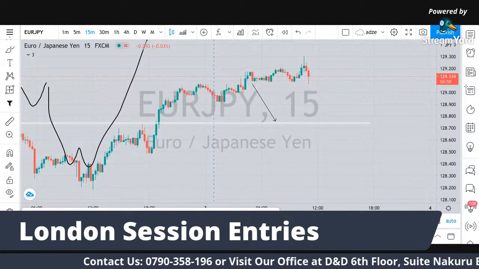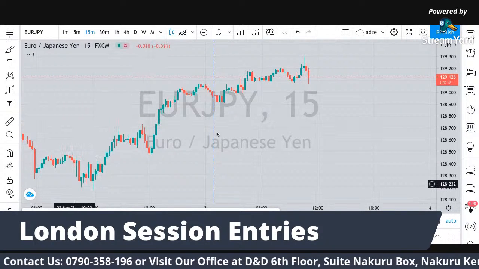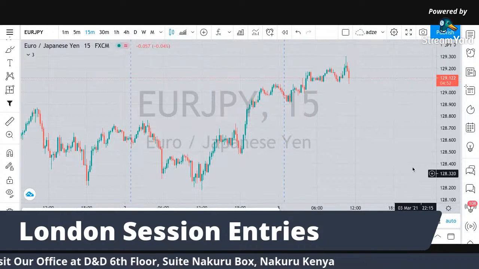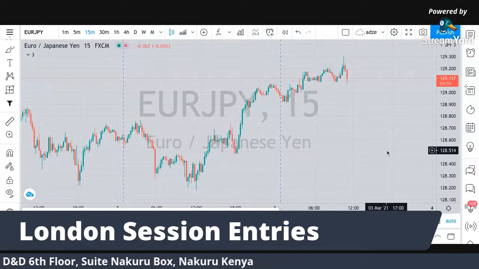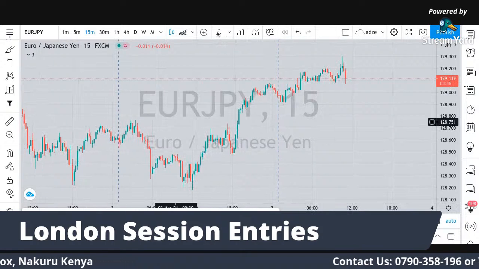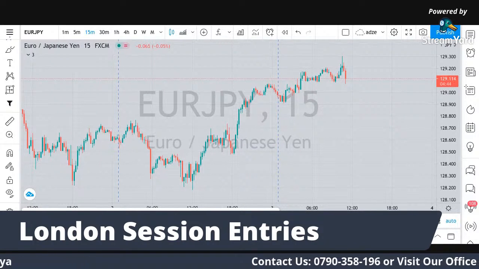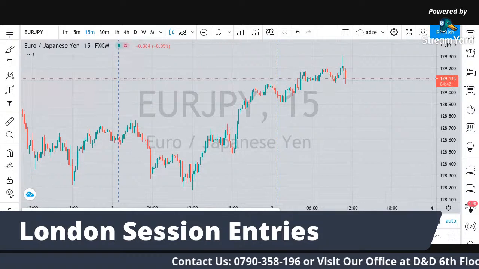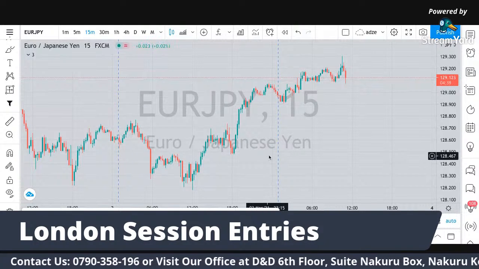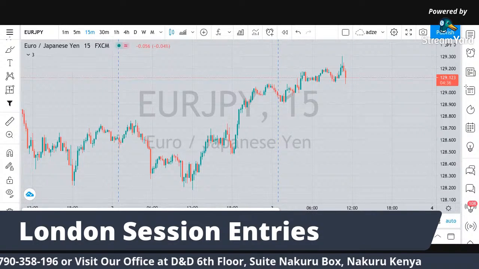Are you aware of the institutional levels? No, not really. No, no, no. Institutional levels are the whole numbers. I've factored that in my entries. Actually, these days I get quite good entries with around even 5 pips stop loss.